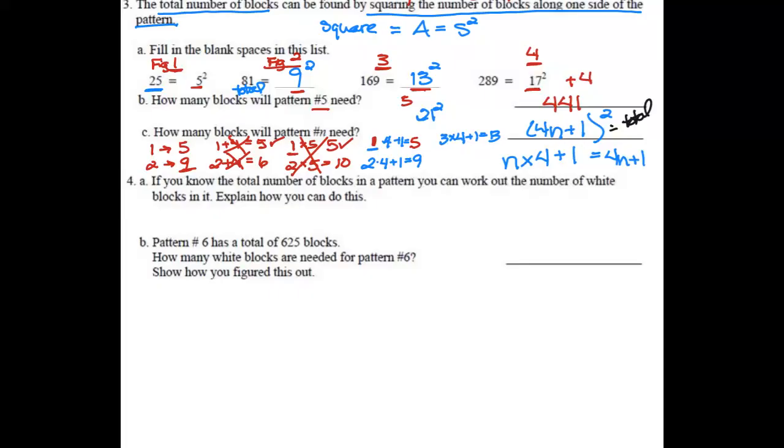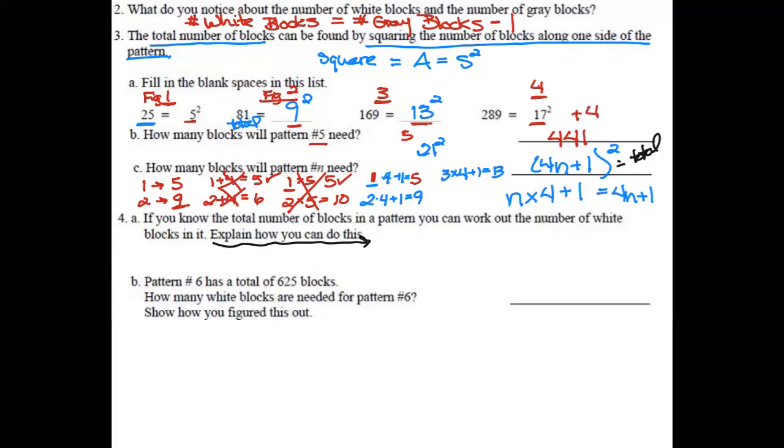Well, they're asking a general question here. How can we do this? So if we know the fourth pattern has, say, 289 blocks total, can you figure out how many white blocks there are? Yeah. How?